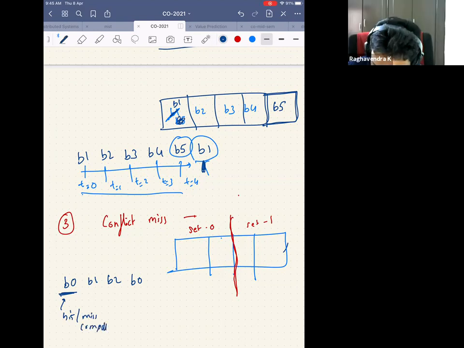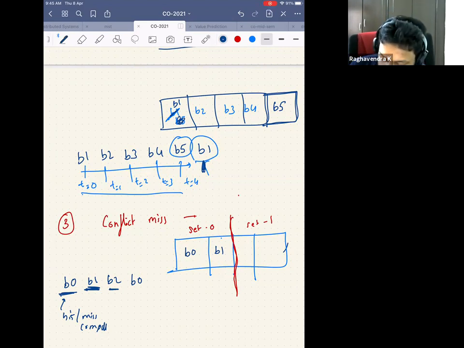So I can't do anything about it. This is also a miss. Why? Because I haven't seen this address anytime before. So this is also a compulsory miss. So I keep B1 here. Then I see the address B2. This is also a compulsory miss.